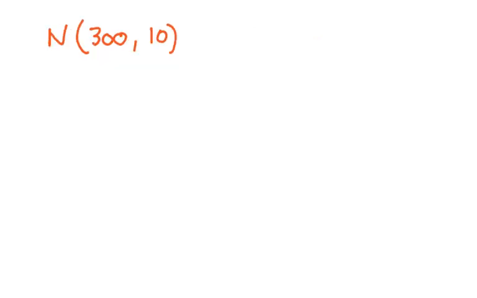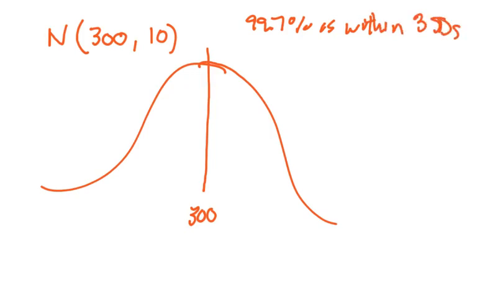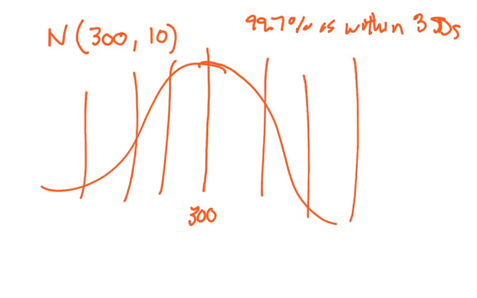So from chapter 2 now, when we have a data set and we're told we got a normal curve with a mean of 300 and a standard deviation of 10, it's saying, okay, one, we know that 99.7% of the data is within 3 standard deviations. So we go 1, 2, 3, 1, 2, 3. That's a really bad curve, but you get the picture.